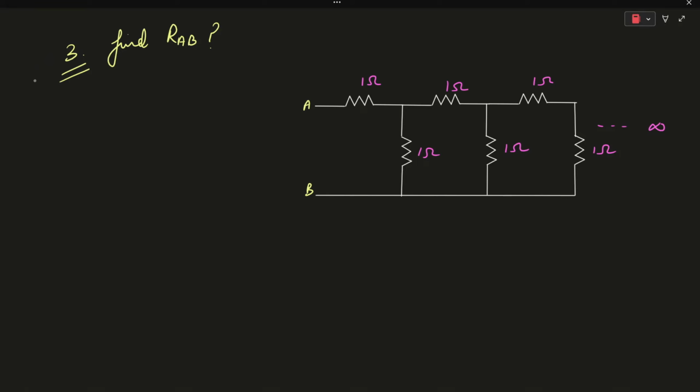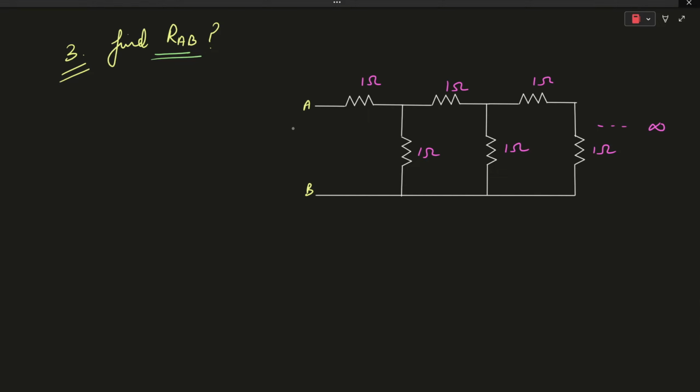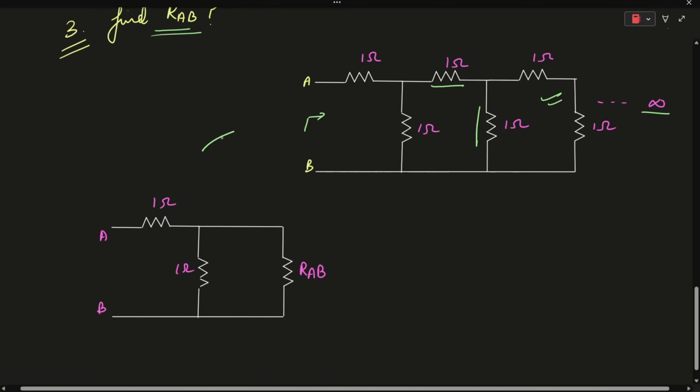So now let's solve the third problem. In this also, we need to find the equivalent resistance between the terminals A and B in a ladder network which is approaching infinity. As you can see, this particular 1 ohm and 1 ohm branch is repeating again and again. So this will be the simplified form of the above ladder network.